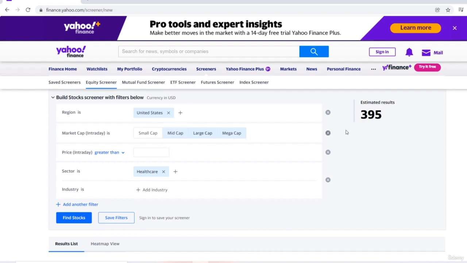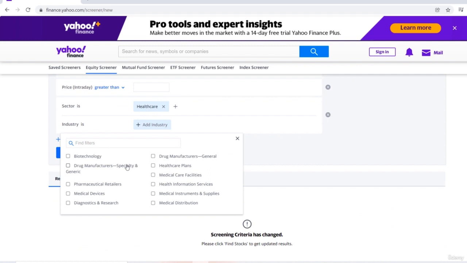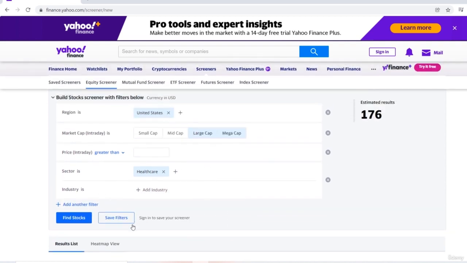Let's click on mid cap. You can see how that number goes up to 395. Let's take that out though. So you can see as you keep refining, your estimated results, how many total companies you're going to look at, will change. If I want to make that go down even further, I could click on add an industry, and within the healthcare sector, I could choose biotechnology or drug manufacturers or medical devices or distribution, medical devices right over here, different things I could choose. So I'm just going to leave it open here. So it could be anything for now. Again, I could always go back and refine that.